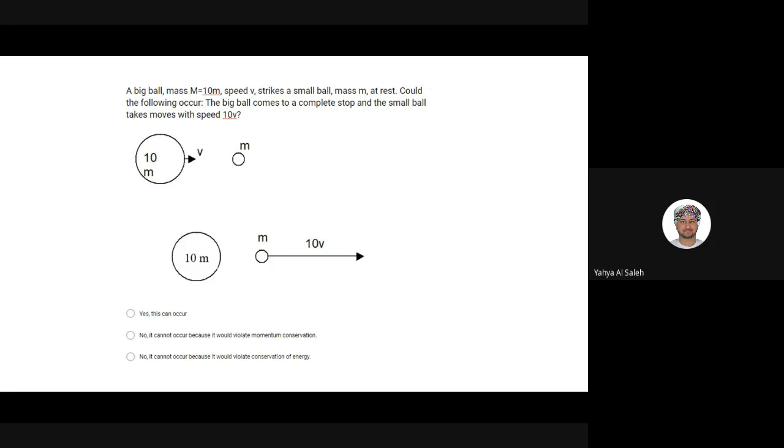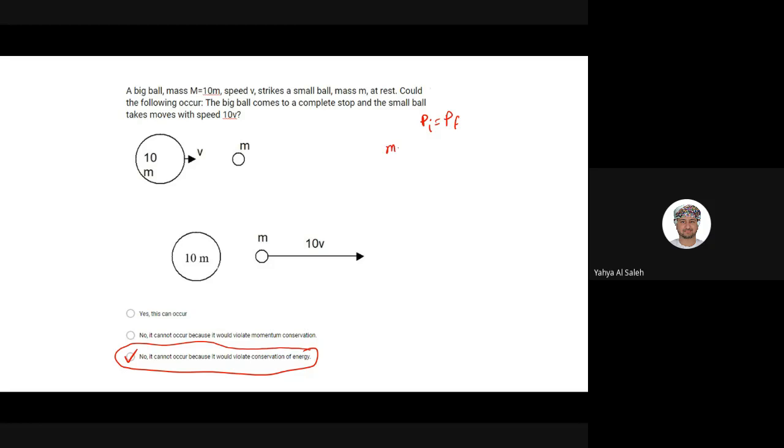Pretty much everyone says A or B, but believe it or not, the correct answer is actually C. Why? Let's first look at conservation of momentum. Pi equals Pf.